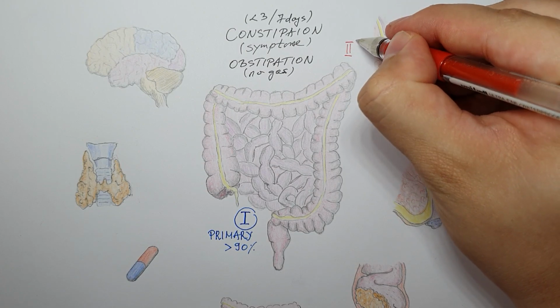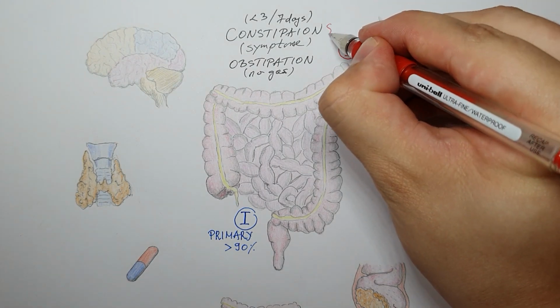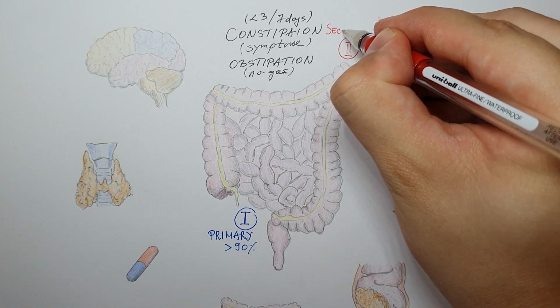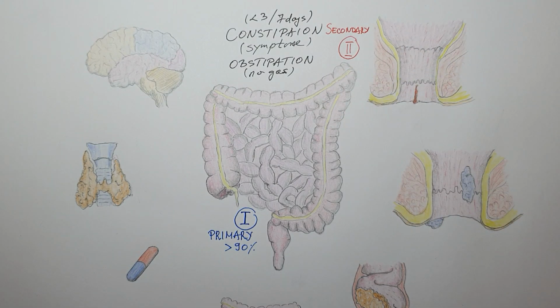As the name says, secondary constipation, there is an underlying cause, and the constipation is a secondary symptom of it. The underlying causes are many. I only put here the most frequent ones. So we will start from the anal region problems.